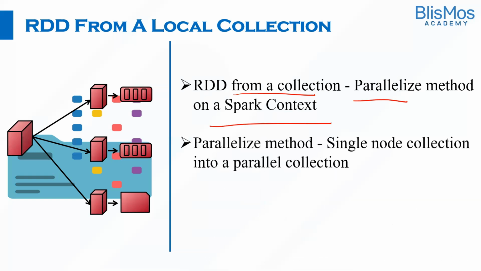Why do we use the parallelize method? What the parallelize method does is it converts the single node collection into a parallel collection. Remember, we have to have the partitions that can be distributed across the different executors. That is the reason whenever you create an RDD from a collection, we have to use the parallelize method. That parallelize method converts the single node collection into a parallel collection.